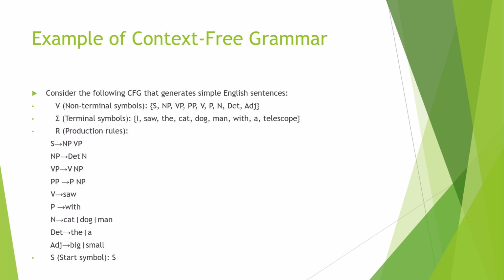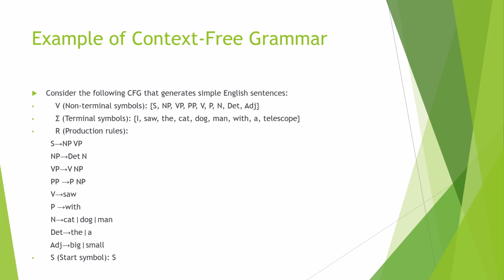And the first rule derives NP VP, denoting the actual sentence. So the given sentence consists of a noun phrase and a verb phrase that forms a sentence. And then here NP derives by substituting the determiner and noun, for example, the cat. And then VP is defined by verb and noun phrase. Then we have prepositional phrase. It is formed by preposition and noun phrase.